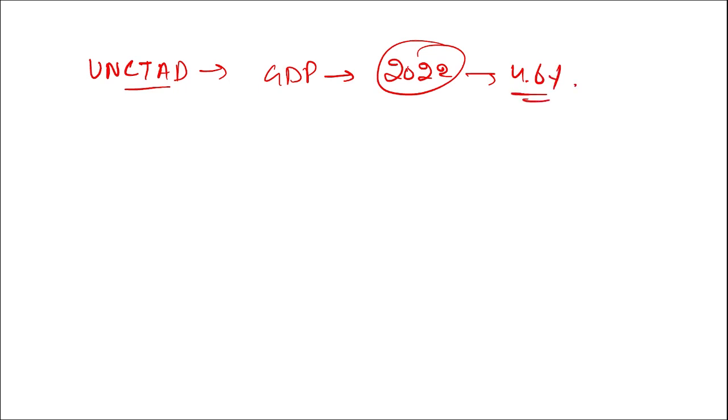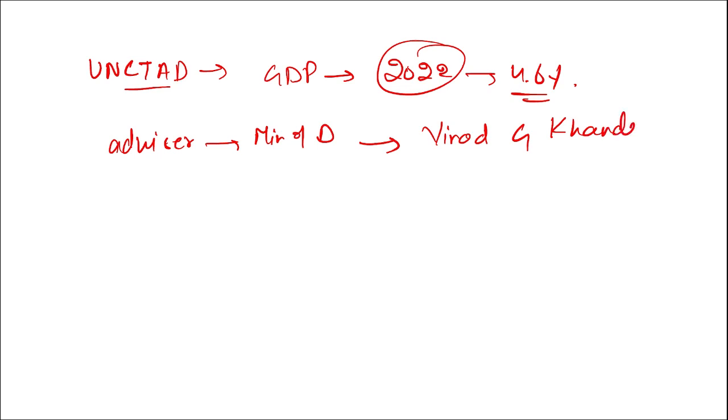4.6%. Alright, then if I ask you, tell me who has been appointed as the advisor to the Ministry of Defense. He is Vinod G. Khandare ji. DARE. Then apart from this, if I ask you who has been named as the MD and CEO of Maruti Suzuki?